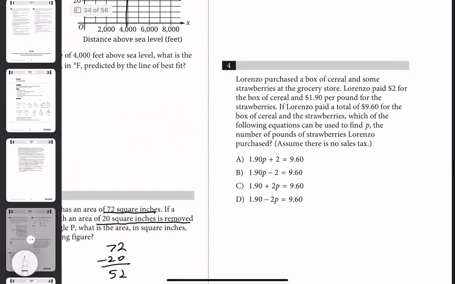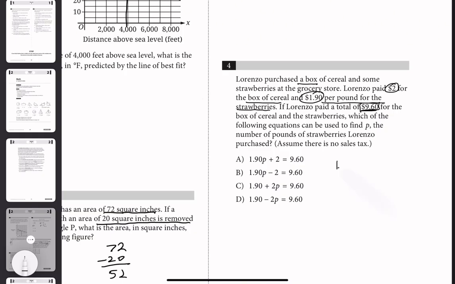Lorenzo purchases a box of cereal and some strawberries at the grocery store. Pay attention to wording here, a box of cereal. Lorenzo paid $2 for the box of cereal and $1.90 per pound for the strawberries. If Lorenzo paid a total of $9.60 for the box of cereal and the strawberries, which of the following equations can be used to find P, the number of pounds of strawberries Lorenzo purchased?